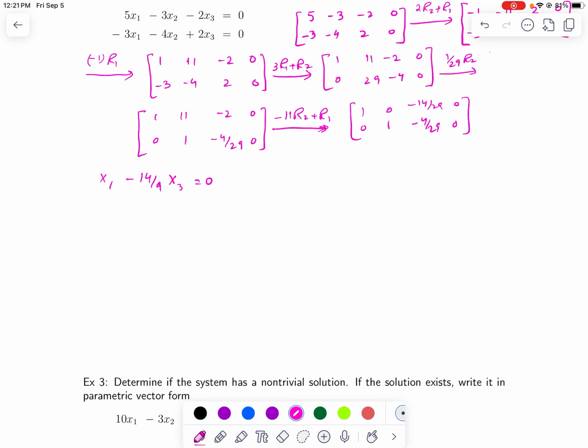And from the second equation, I have x2 minus 4 over 29 x3 is equal to 0. From here, x1 is equal to 14 over 29 x3, and from the second equation, x2 is equal to 4 over 29 x3. So x3 is a free variable.